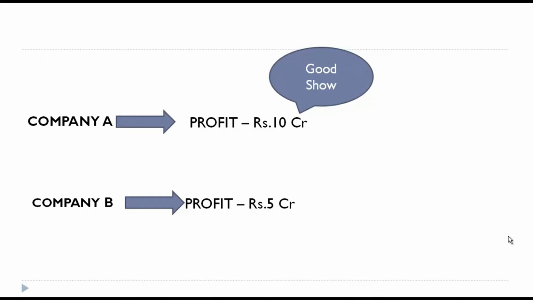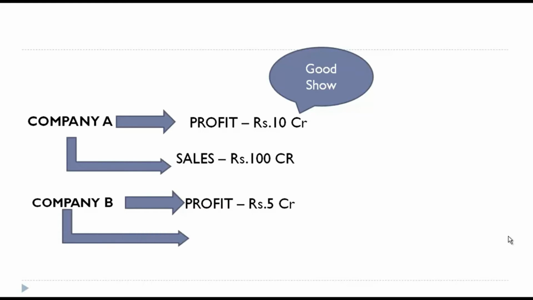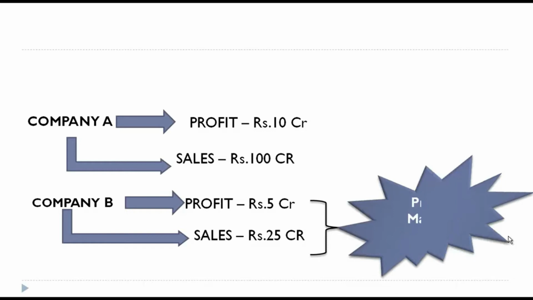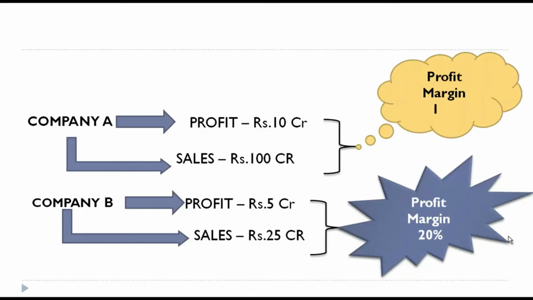But if I'm going to give you an additional information about company A on sales, it has made sales of 100 crore and company B has made a sales of 25 crore. Would you still maintain your comment on good show? Probably you would withdraw, because company B has achieved or earned a profit margin of 20% on its sales, whereas company A has earned a profit margin of only 10% on its sales.